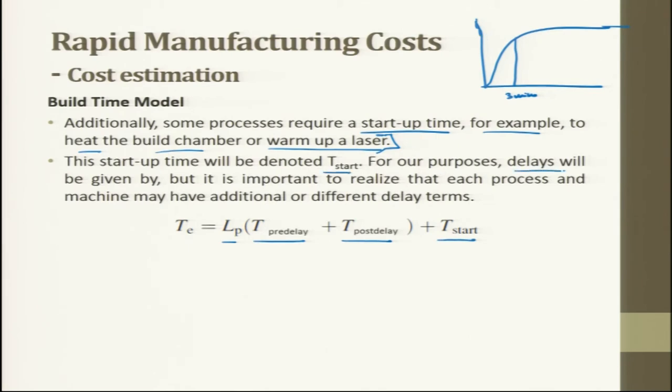For our purposes, delays will be given by this, but it is important to realize that each process and machine may have additional or different delay terms. So, this is a generic term, but delay terms would be very different for different processes. For example, if parts have many fine features, longer pre-coat delays may be used.